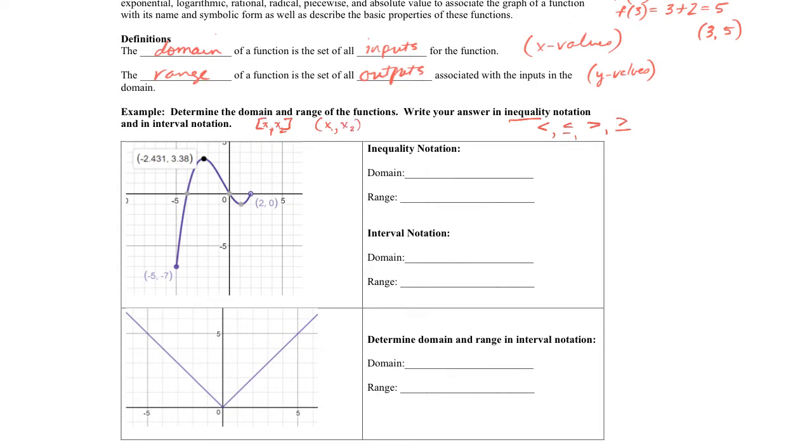Okay, so first we've got our graph here to the left. It's a graph of a polynomial. I know that because it's a smooth continuous curve, so that tells me it's a polynomial. And I'm looking at the domain. Now remember, domain are the x values.